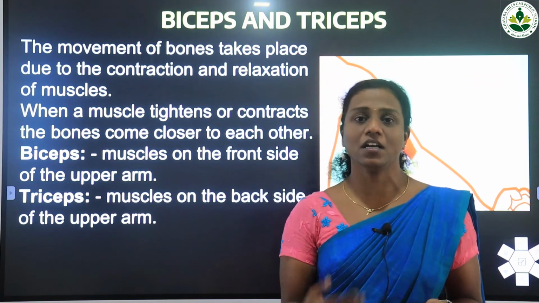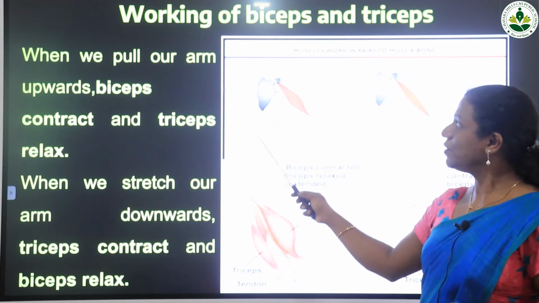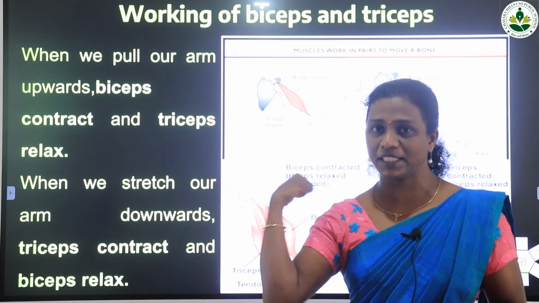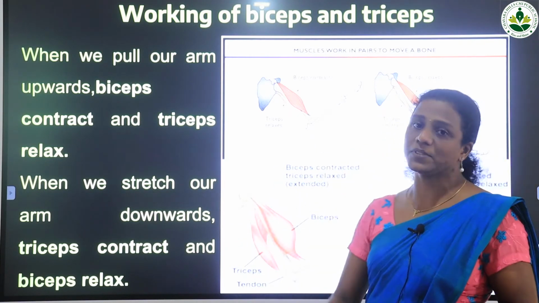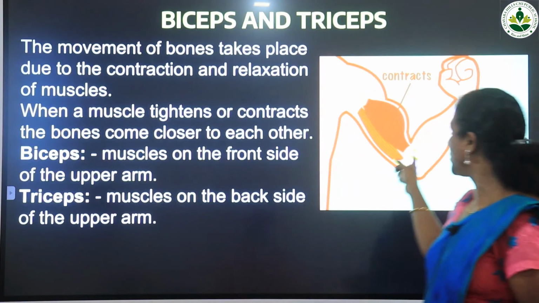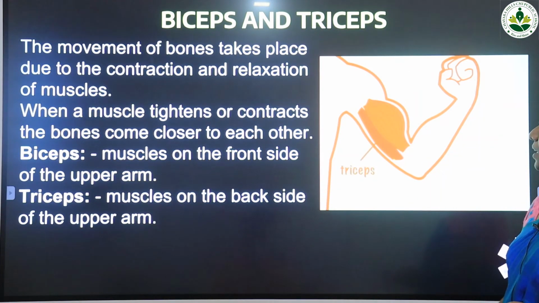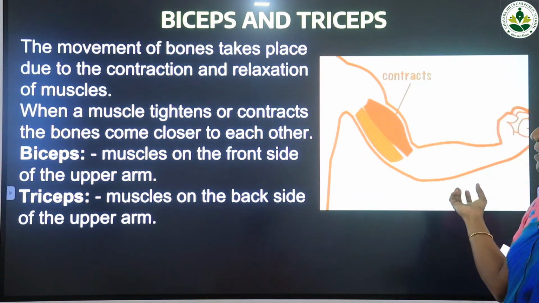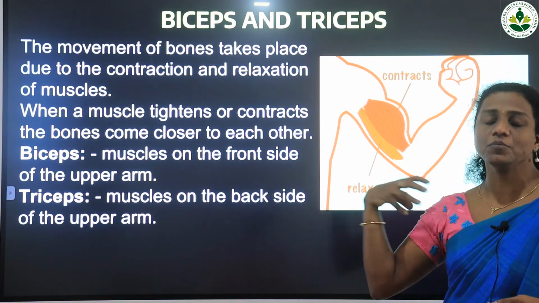So now we can check how they work. Working of biceps and triceps. When we pull our arm upwards like this, at that time biceps contract and triceps relax. You can see in the picture when we pull our arm upward, the biceps will contract. Contract means become smaller. All the muscles come together.